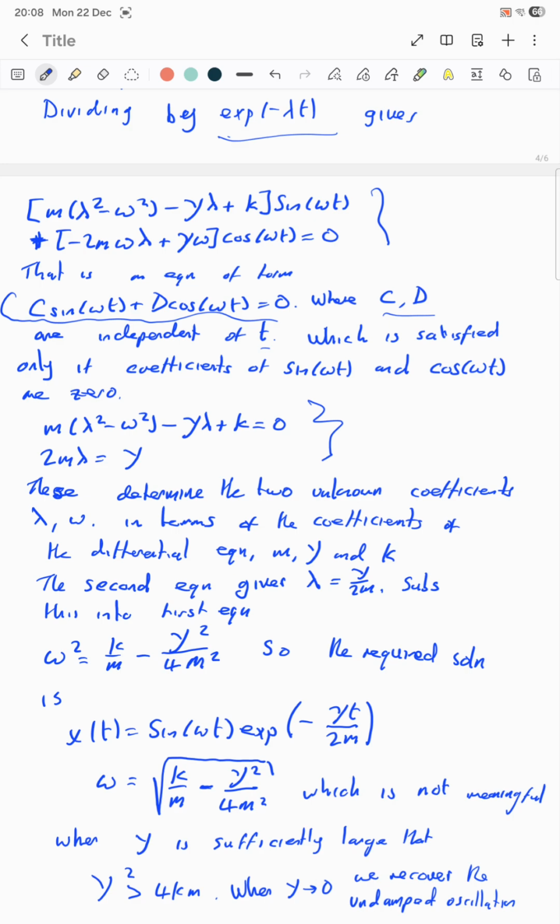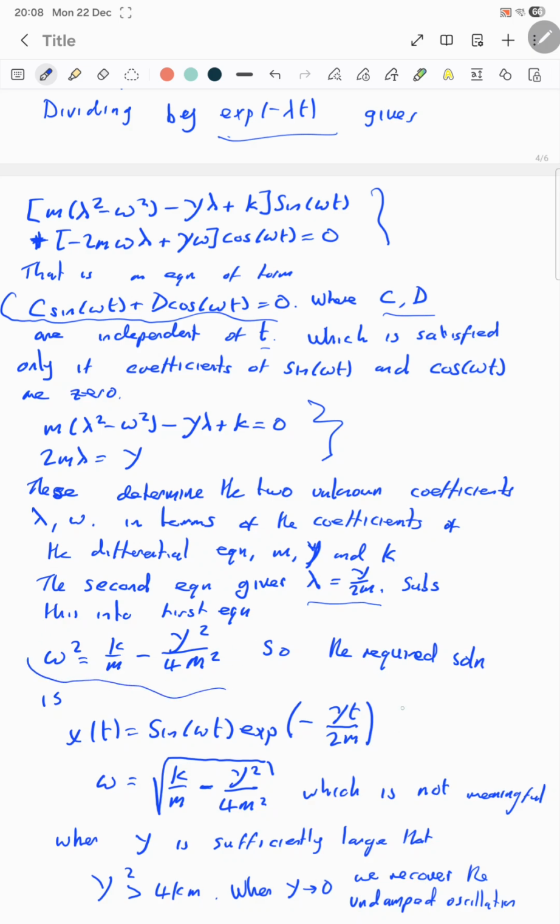I forgot what you call this now, the Greek letter. We'll just call it y for now. m, y, and k. The second equation gives lambda equals y over 2m. We substitute this into the first equation to get this.